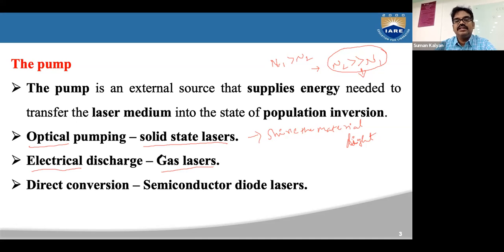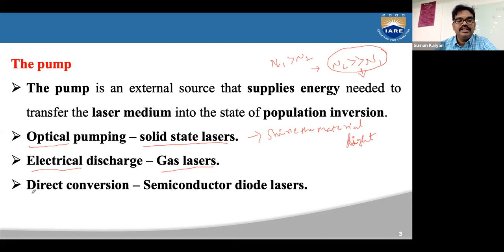Because of this electricity, the atoms get ionized and raised to the higher energy levels. Then stimulated emission happens, and this is continuously done using the electrical discharge, so that we are able to get the laser beam.